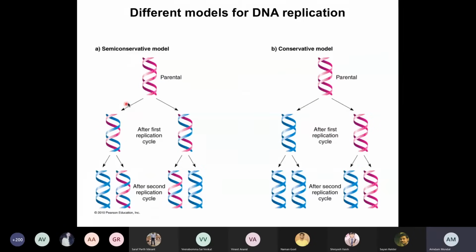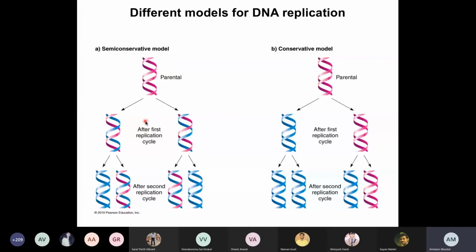So in the semi-conservative model, the parental DNA strands get separated from each other, and then each of the strands acts as a template for the synthesis of the new DNA strand, so that the daughter DNAs have one strand coming from the parental strand and the other strand newly synthesized. That means in the daughter DNA, half of the identity of the parental strands remains conserved, and that's why it is known as the semi-conservative model.